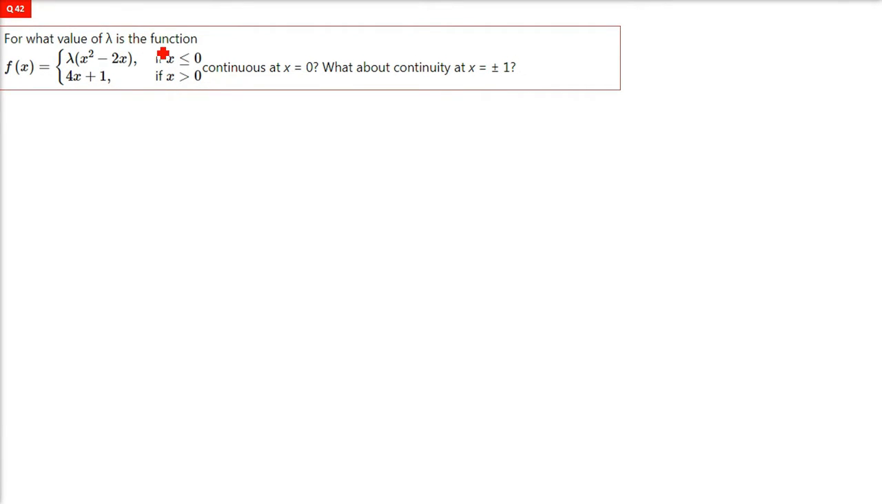For what value of lambda is the function this? This is the function. It is continuous at x equals to 0, and we'll check for plus minus 1 also. So first of all, x equals to 0, let us see what do we get, because we are not going to get anything. X equal to 0, you have to use what? Lambda x square minus 2x. So let us see the left hand limit. Let us see the right hand limit. In left hand limit, we'll put x as 0 minus h. Right hand limit, we'll put x as 0 plus h.